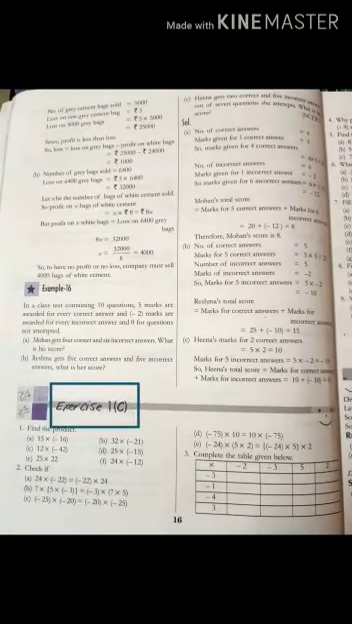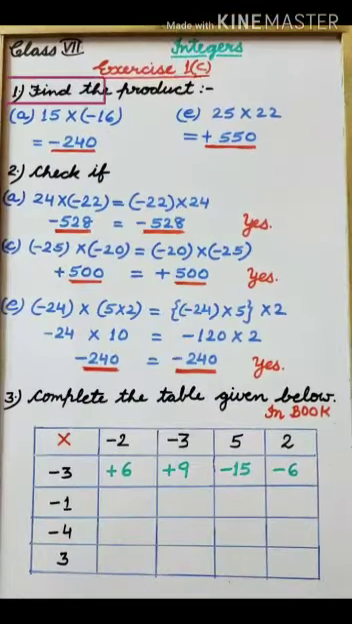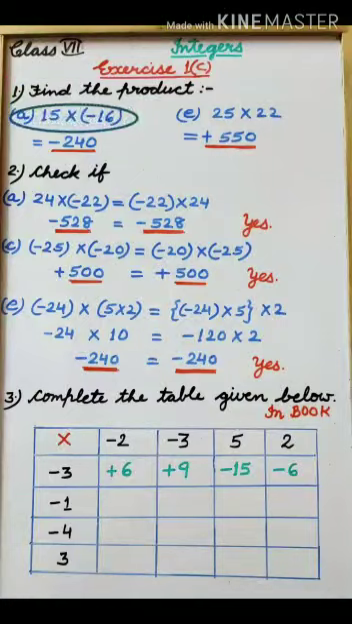Now exercise 1C. In this, question 1 is find the product, in which A part is 15 into minus 16. Two integers with opposite sign are there, so one positive and other negative. Then the answer will be negative. And 15 into 16 is equal to 240. So our answer is minus 240.